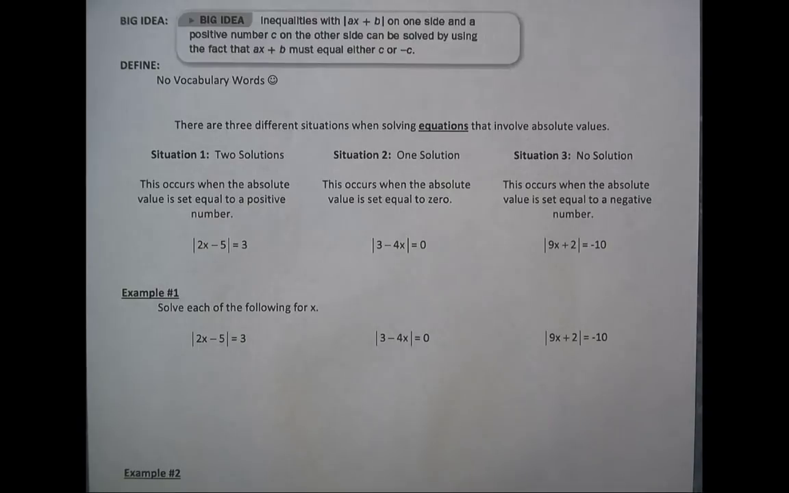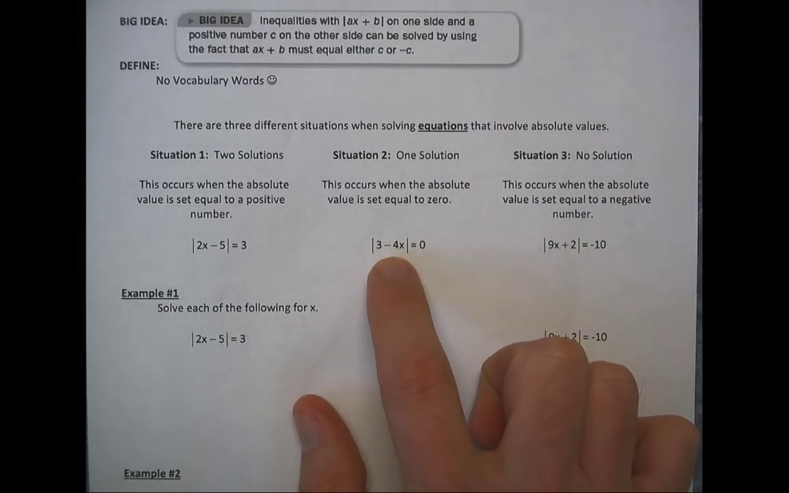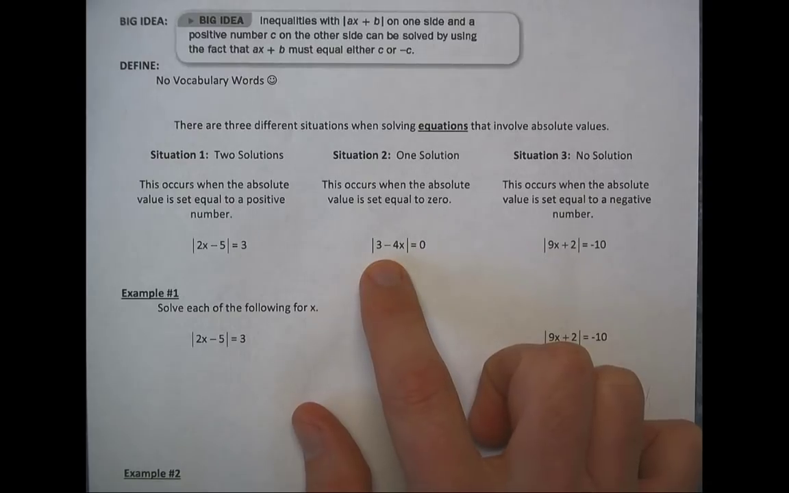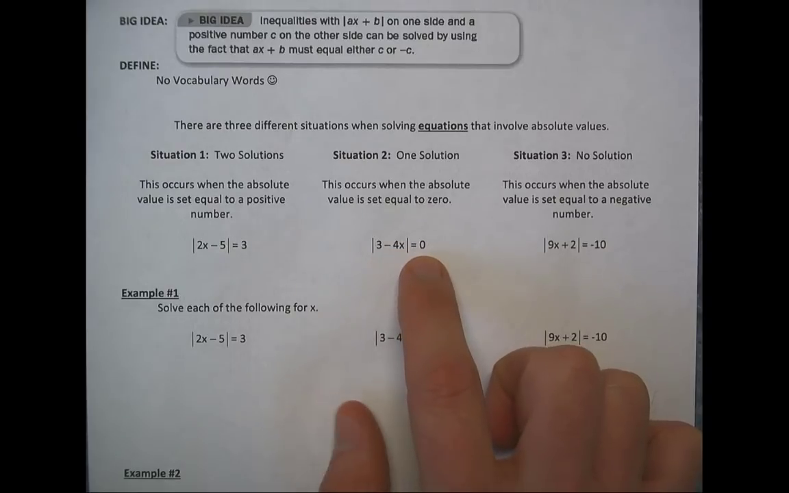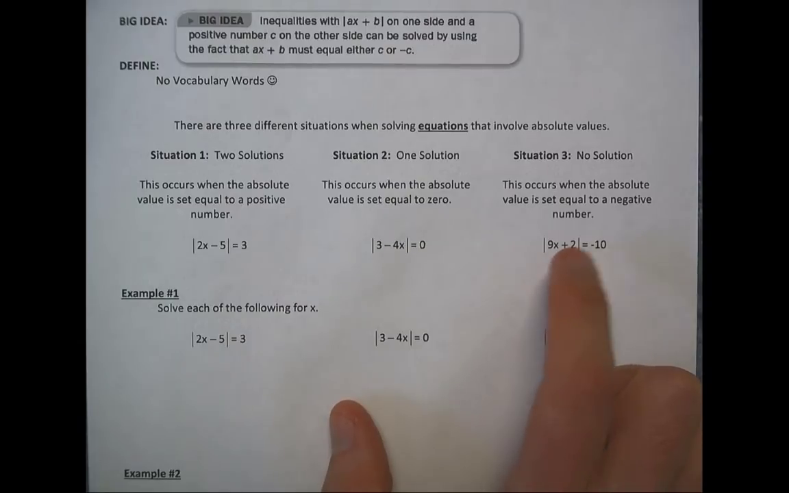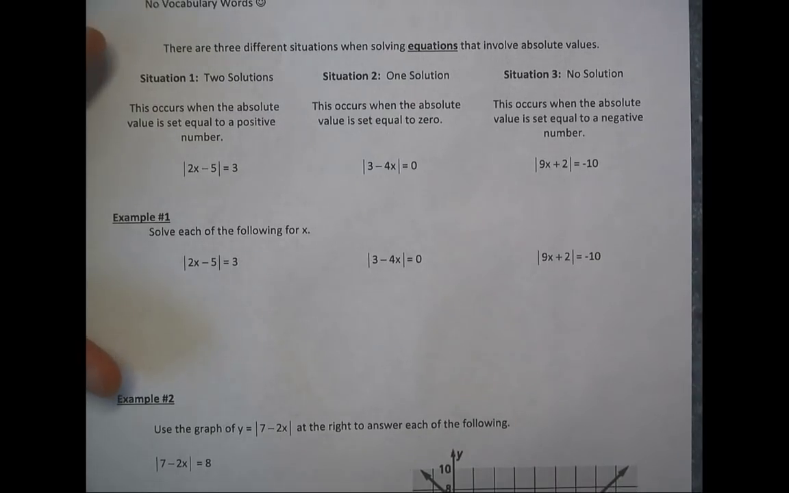Situation 2 now, we only have one possible answer, and that's when it's set to 0. So if this is producing 0, that means that whatever's in there is just creating a 0. There's no negative 0. So the absolute value didn't change a negative 0 to a positive 0 because that just doesn't exist. So there's only one solution if it's set equal to 0. And then there's no solution if it's set equal to a negative number, because it's impossible. You can't take the absolute value of a number and get a negative. It's always positive. So in that case, it's no solution. All right, so let's go down and actually solve some of these, see what we get.